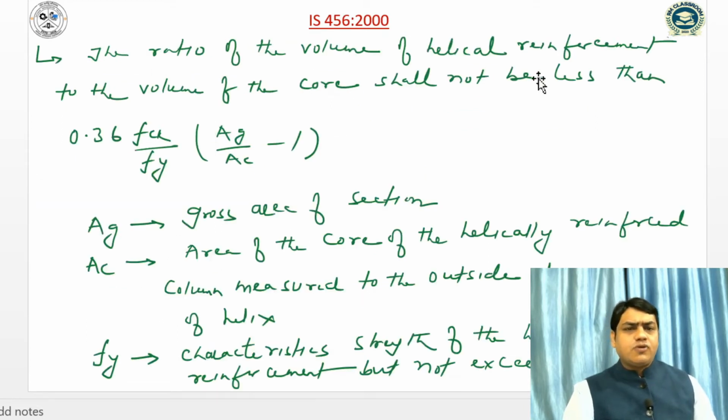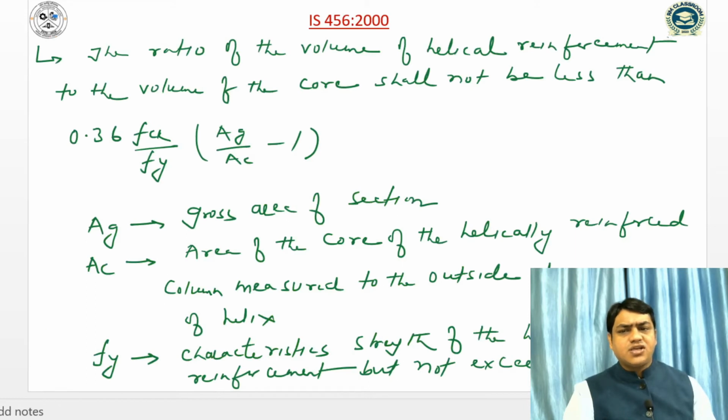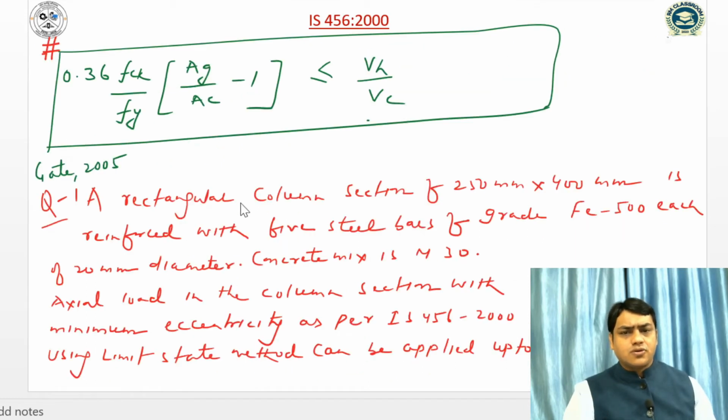Similarly, the ratio of the volume of helical reinforcement to the volume of core shall not be less than this value, 0.36 fck by fy, Ag by Ac minus 1, where Ag is the gross area of the section, Ac is the area of core of the helically reinforced column measured outside of the helix, and fy is the characteristic strength of the helical reinforcement, but not exceeding 415 Newton per mm square. So we can write 0.36 fck by fy, Ag by Ac minus 1 should be less than Vh by Vc, where Vh is the volume of helix and Vc is the volume of core.